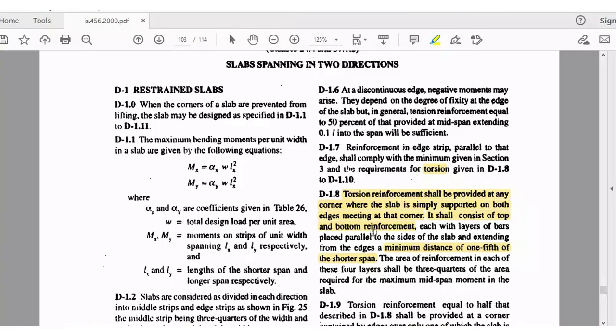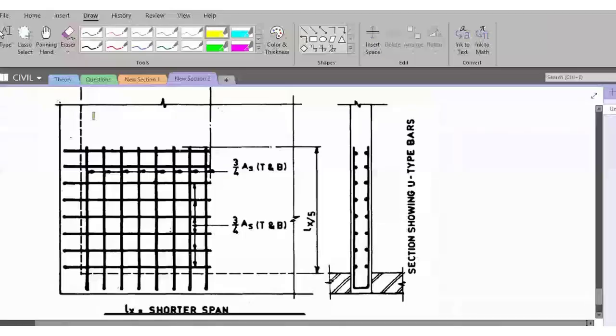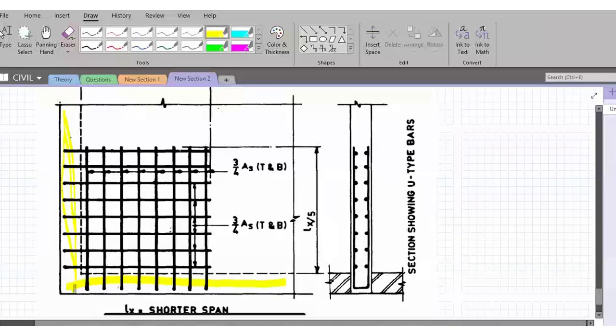Let me open SP34. Let me take this screenshot for better understanding. What you can see here in the corner, let me highlight it. So from here you can see here is one of the corners, and here also one of the corners. Now both these corners are simply supported. As per the suggestion, if you have simply supported corners or the adjacent edges are discontinuous, allowing the slab to lift at the corner, then you do not want the slab to lift at the corner, so you provide torsion reinforcement.